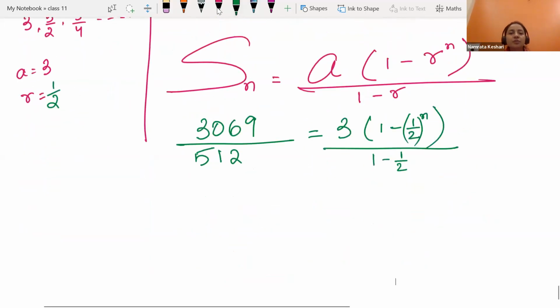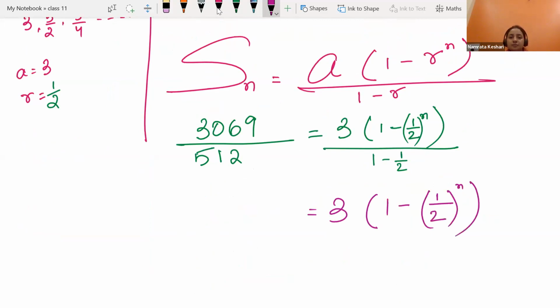And we don't know n. Right, Manvi? Yes, ma'am. Okay, so we are trying to find n. Let's find it. We are having 3 in the numerator, 1 minus 1 by 2 to the power n. We can't do anything with this one. Yeah, the denominator 1 minus 1 by 2 will be just 1 by 2. I mean 1 minus half will be half only. Right? Right, Manvi?